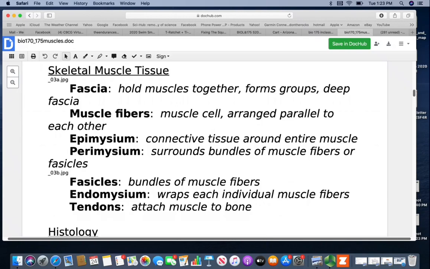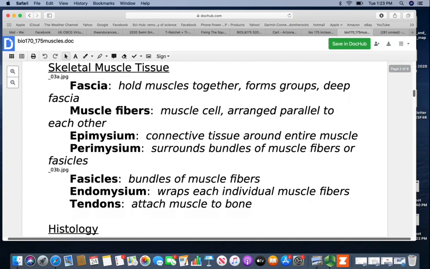A lot of times, if a muscle is going to tear away from the bone, it isn't actually going to tear the tendon. It will actually tear off a piece of the bone with an avulsion fracture.